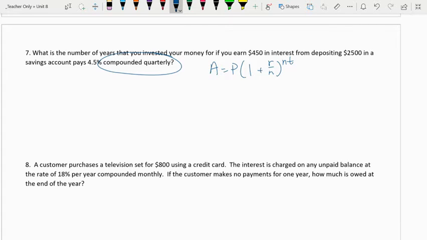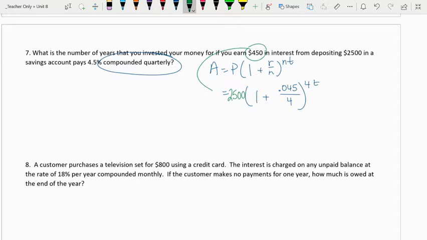So now we can just start plugging in what we know. We definitely know that our rate is 0.045. We know we're compounding quarterly, which means 4. And then it says you invested your money for, if you earn $450 of interest from depositing $2,500 in a savings account. So I know this is what I deposited.